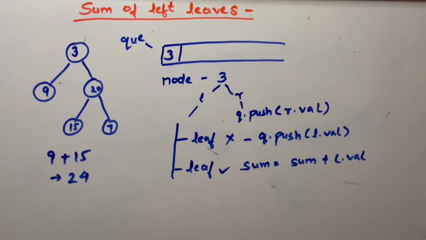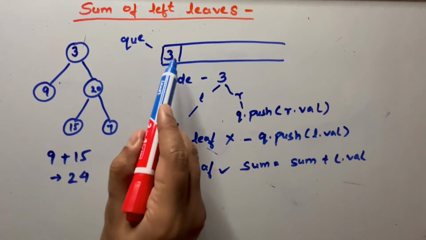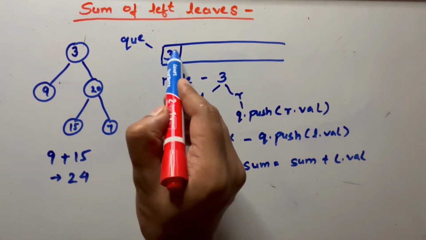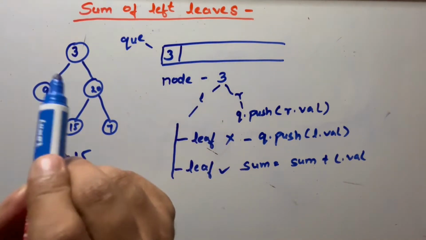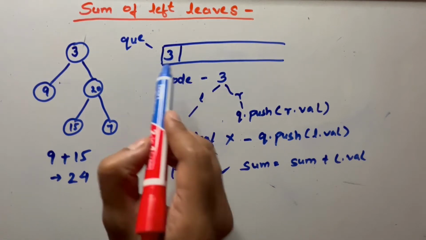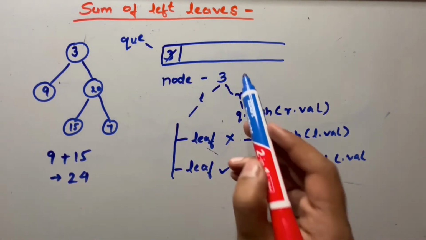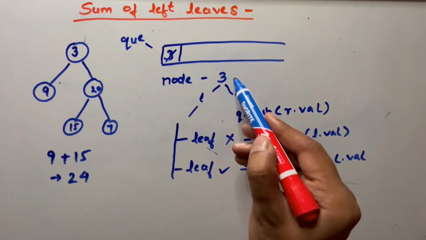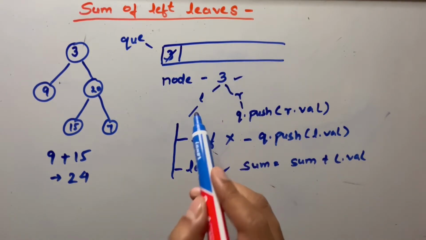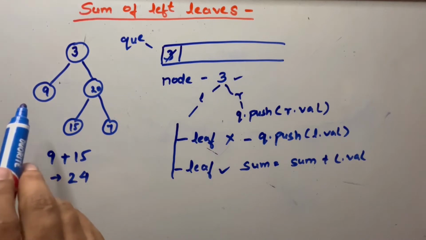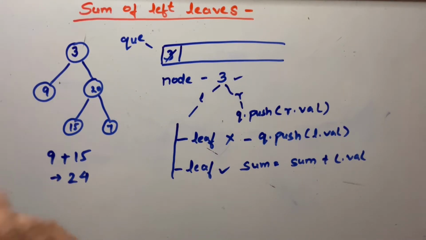Got it? So now what will happen, first we had this 3. We have checked if queue.length is greater than 0, then we have dequeued it, and we have got this 3. Now we have checked for its left node, and the left node is 9, which is a leaf node. So we are simply going to update our sum to 9, and we are not going to push it.